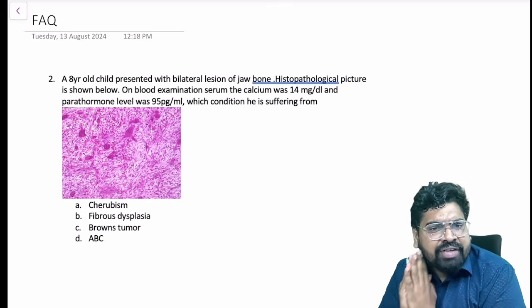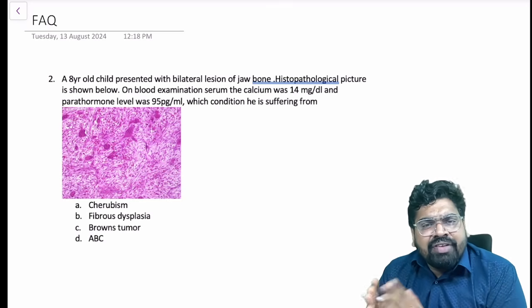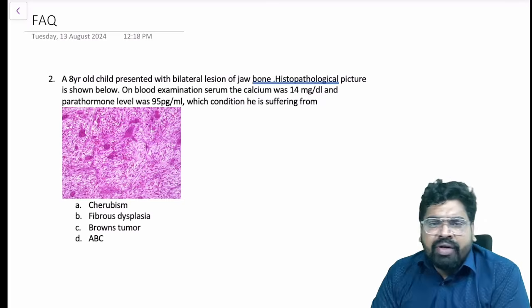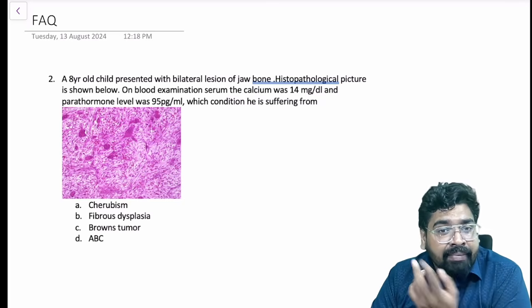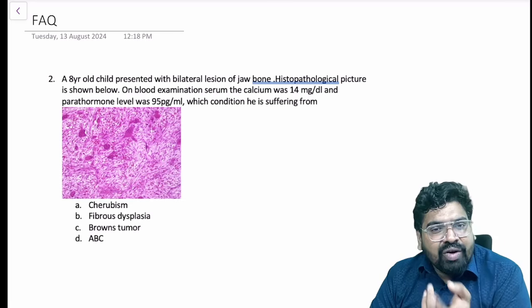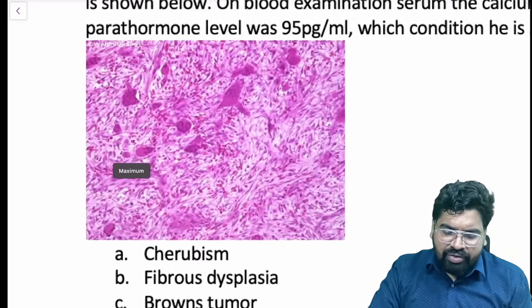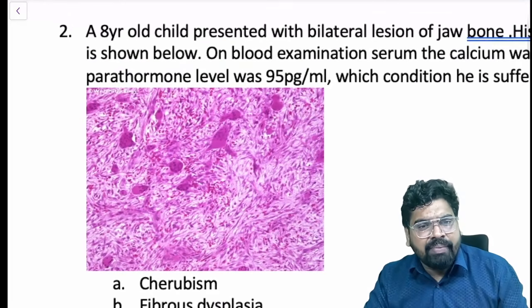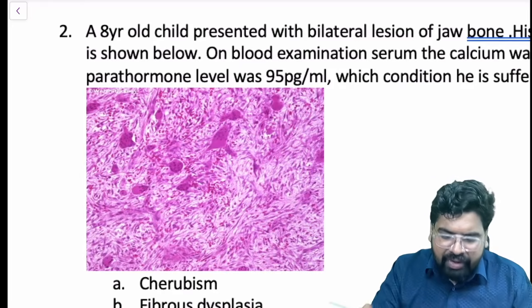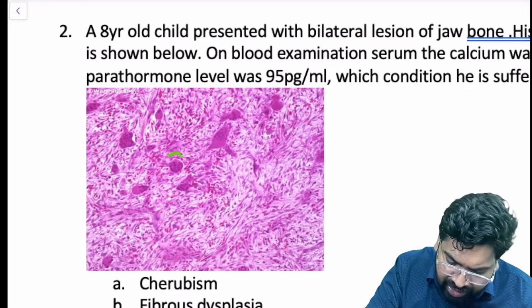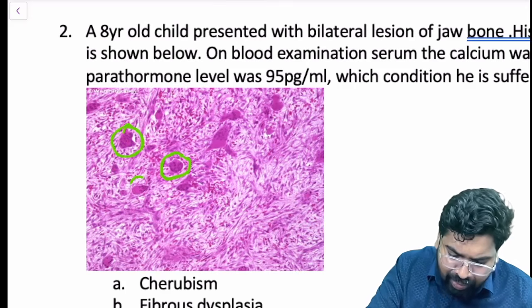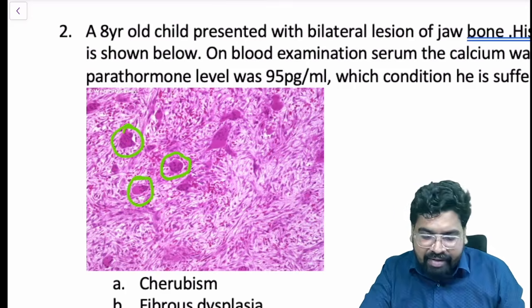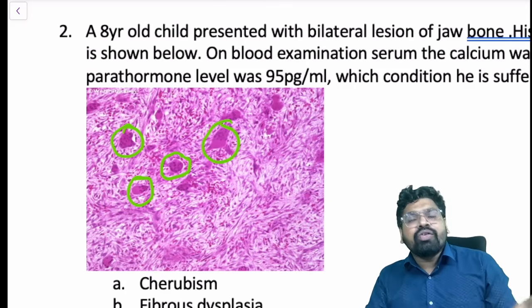Now here the question is: an 8-year-old child presented with bilateral lesions of the jawbone. Histological picture is shown below. What is there in the histological picture? Can you appreciate anything in this histological picture, with your experience? I can see some kind of cells with a more amount of nucleus.